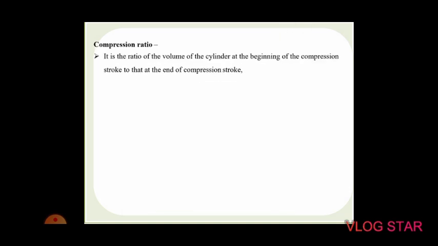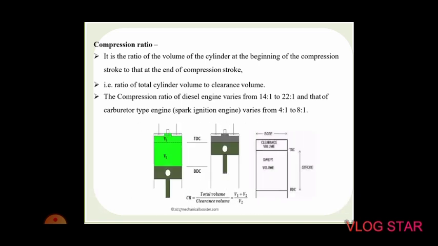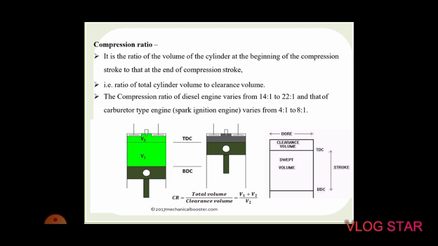Now we'll be talking about the next, that is the compression ratio. This is the most important ratio. It is the ratio of the volume of the cylinder at the beginning of the compression stroke to that of the end of the compression stroke. That is the ratio of the total cylinder volume to the clearance volume. The compression ratio of the diesel engine varies from 14:1 to 22:1, and that of carburetor type engine, that is spark ignition engine, varies from 4:1 to 8:1.